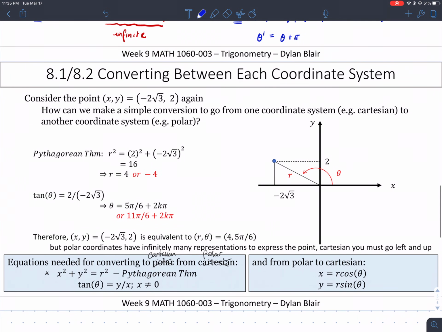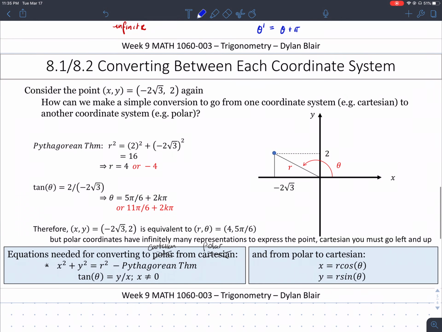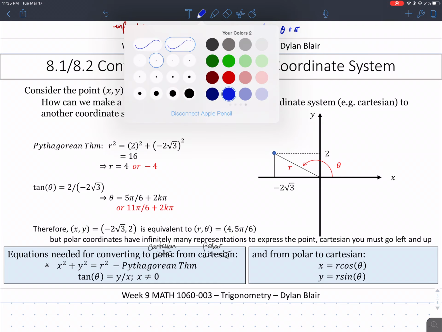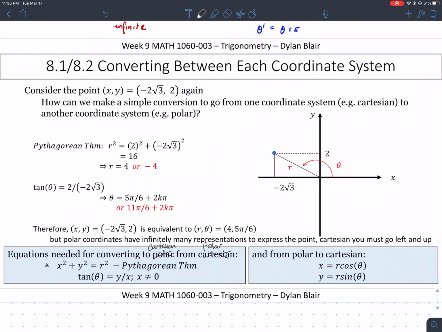Now, we lastly just want to talk about converting between coordinate systems. Converting from polar to Cartesian is actually very straightforward. So I'm just going to give you the tools and explain where they come from. But let's talk about that first example that we started with. We had negative 2 square roots of 3 and 2. So we went to the left by 2 square roots of 3 and up by 2.